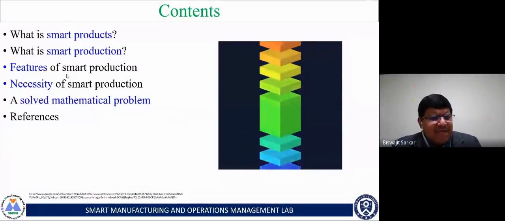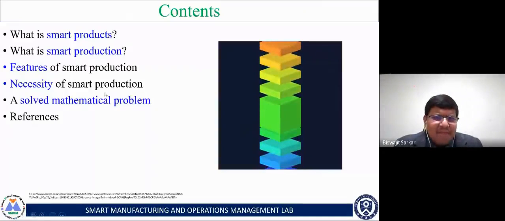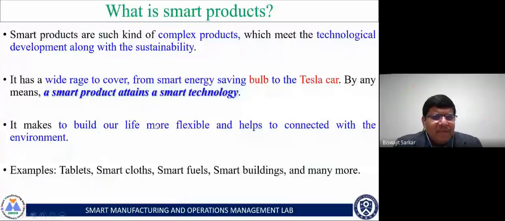That's why I said there are so many mathematical expressions. Let me explain one by one. First of all, what does it mean by smart products? A smart product must be a complex product. For example, Pentium 1 was a big size computer with very little capability. Day by day, from Pentium 1 to Pentium 2, 3, 4, the complexity increases, which means the capability increases.